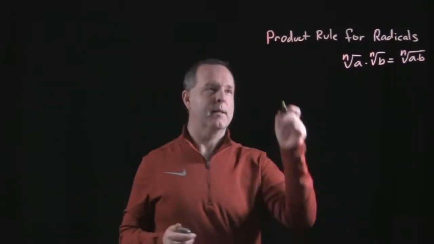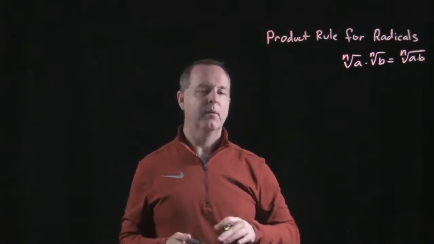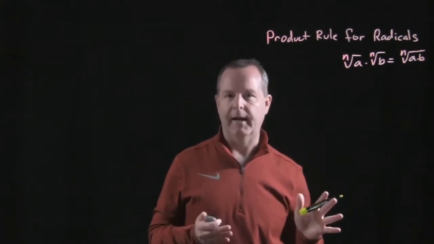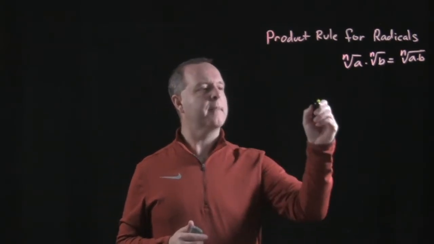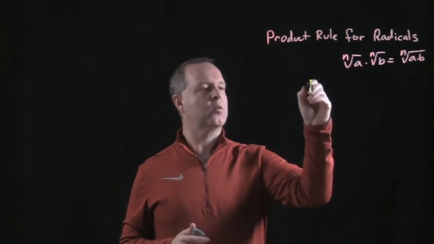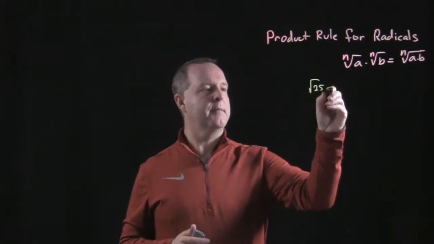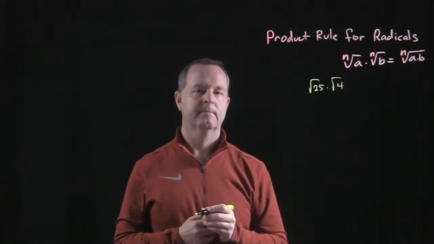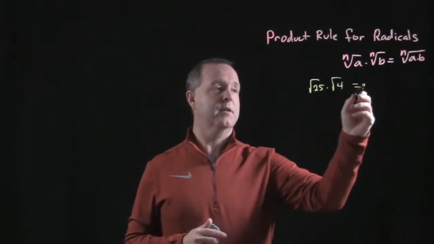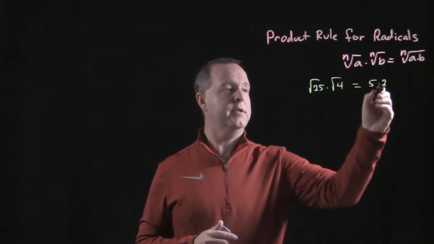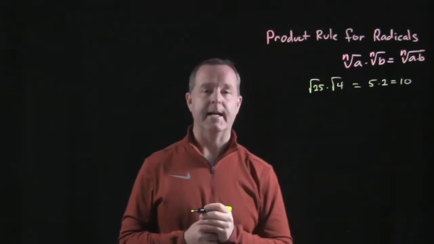Straight from the headlines, the product rule for radicals. Well, let me give you an example and steer you to what the article is really intending to talk to us about. Let's imagine that we have the square root of 25 times the square root of 4. Well, what does that equal? The square root of 25 is 5, so this becomes a 5 times a 2 equals a 10.